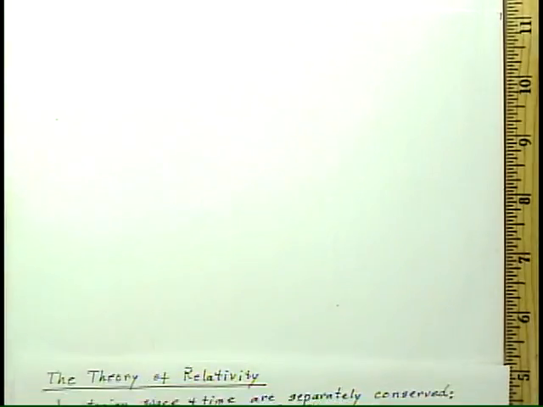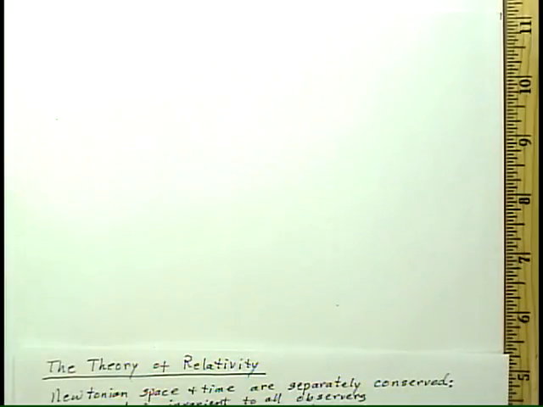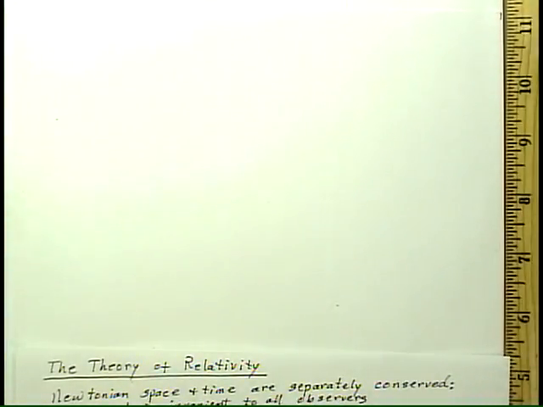This brings us now to the theory of relativity. We have learned in the past that Newtonian space and time are separately conserved. In particular, we know that length is invariant. If I measure in my reference frame the length of a meter stick to be 1 meter, then everyone else in all other moving frames and still frames, however oriented, however translated, and however moving, will all see the same length.